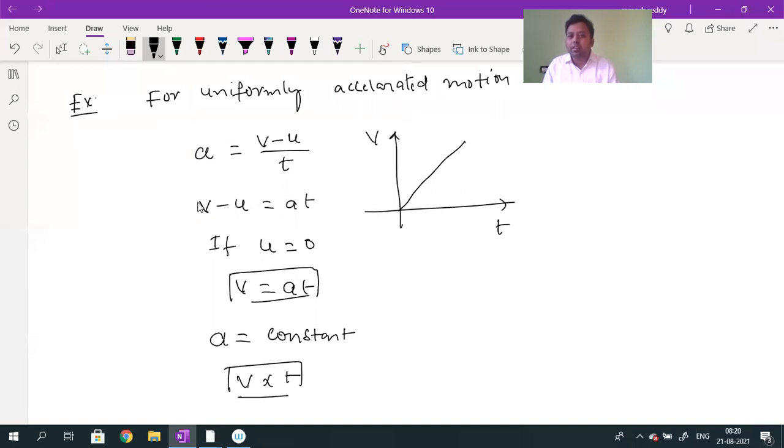How can I calculate the slope of the straight line? Actually, this v is equal to at is of the form y is equal to mx. Both are of the same form. On the y-axis, what should I take? Velocity. On the x-axis, what should I take? Time.